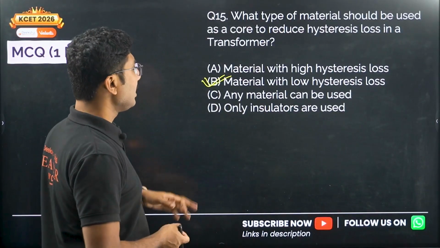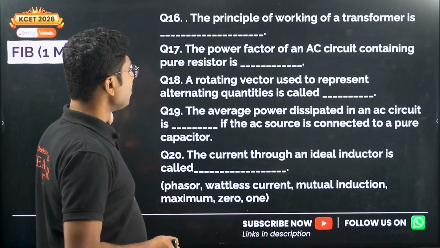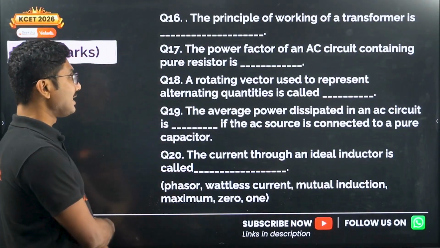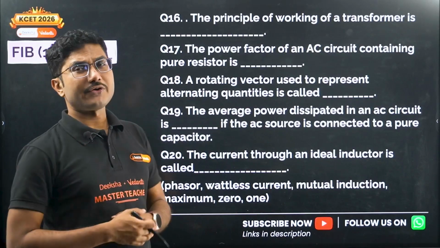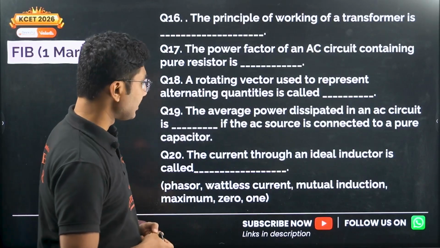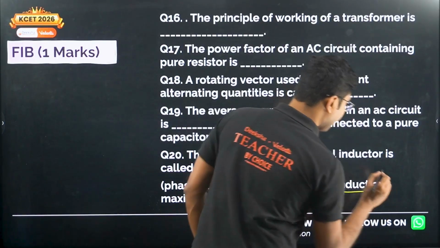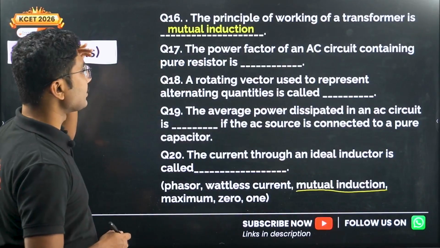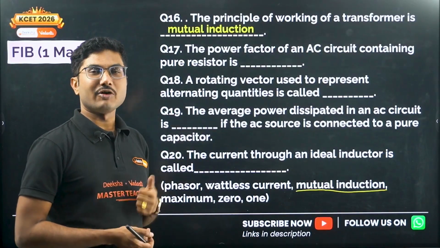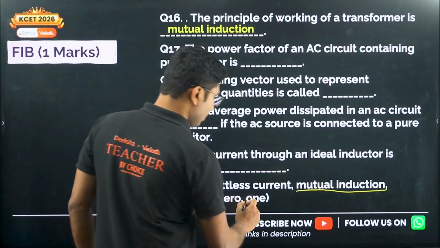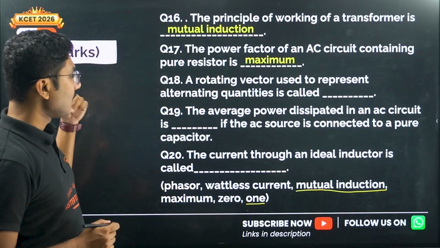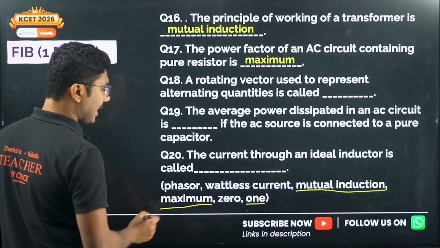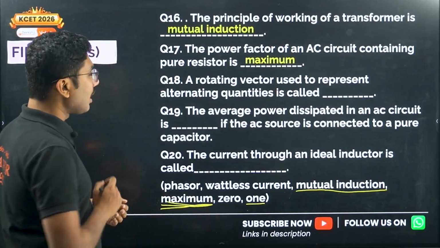Okay, so now let us move into the fill in the blanks questions. The principle of working of a transformer is dash. So the principle of working of a transformer is mutual inductance. So mutual inductance must be the correct match over here. The power factor of a circuit containing only a pure resistor is equal to 1. So if you see it, mark it and go on. Okay, 1 is also correct, maximum is also correct. Maybe 1 is matching somewhere else, so that's why they have given maximum.